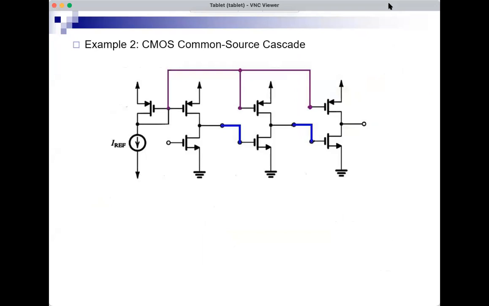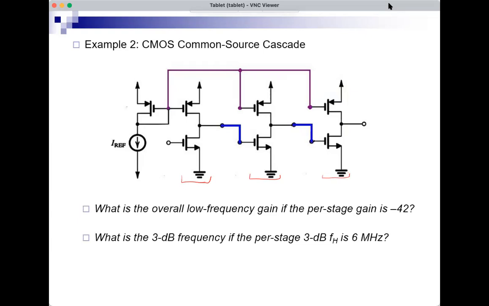Okay, now let's take the same amplifier we analyzed at low frequency and at high frequency and see if we cascade 3 stages of the same amplifier. So this is the amplifier we had. And we will redo the cascading analysis. Previously, the question was, what will be the overall low frequency gain if the per stage gain is minus 42? So this is a question we've seen before.